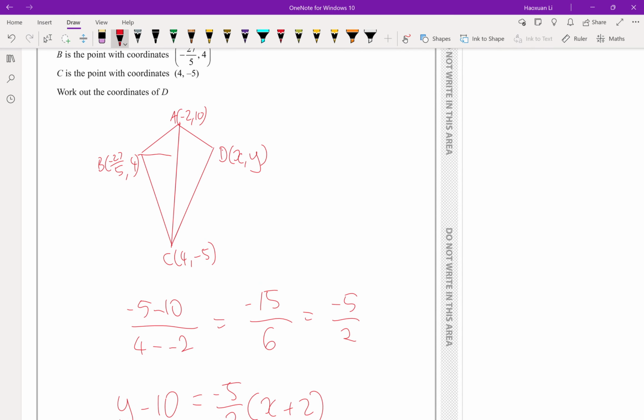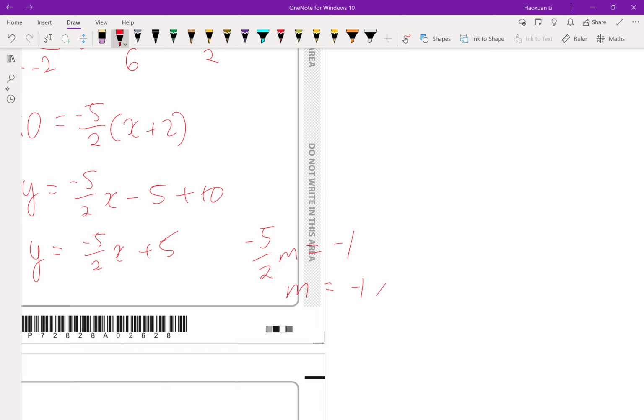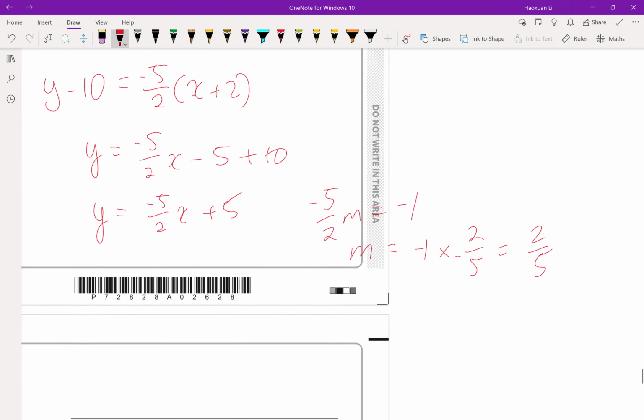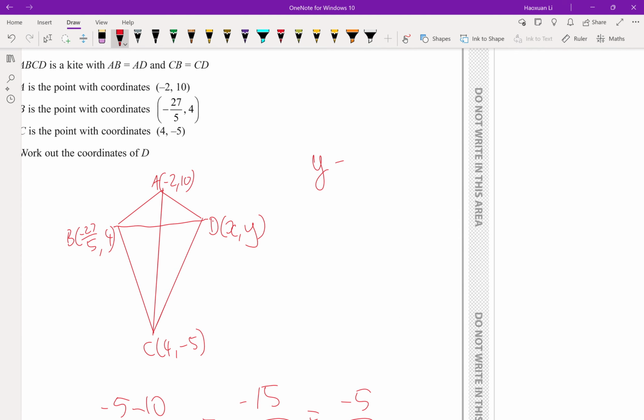Now the gradient of this would simply just be the perpendicular of it. Opposite reciprocal has the product that is always negative 1. So negative 1 times 2/5 will be negative 2/5. No, positive 2/5. Because yeah, this is divided by that. So positive 2/5. So if you plug that one into the general equation, so y minus y1 plus gradient x plus x1.